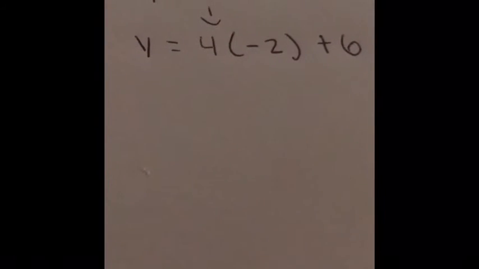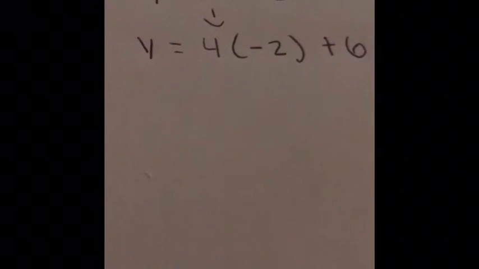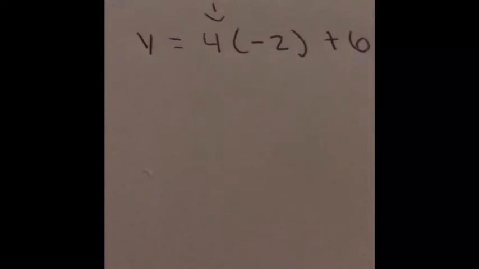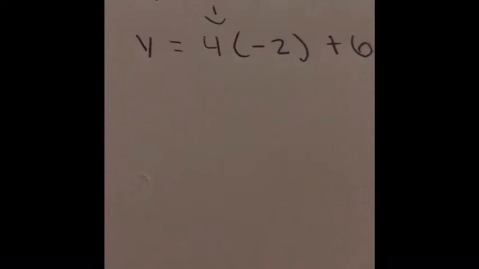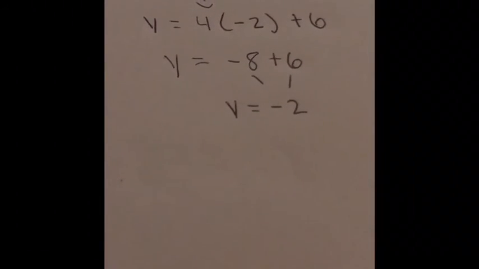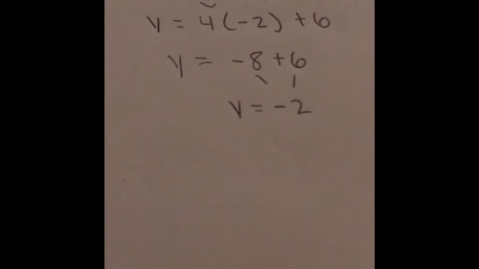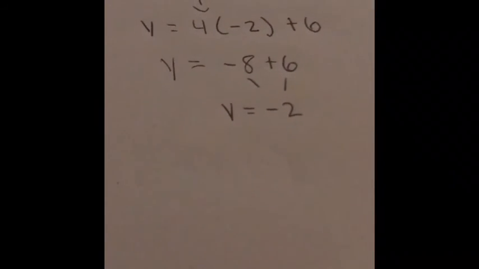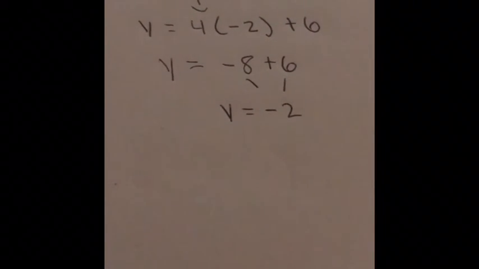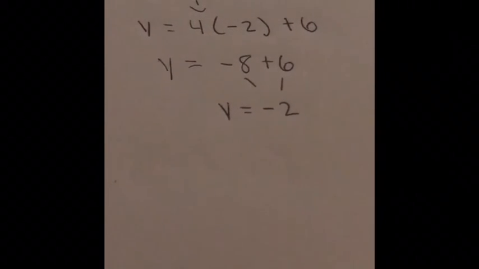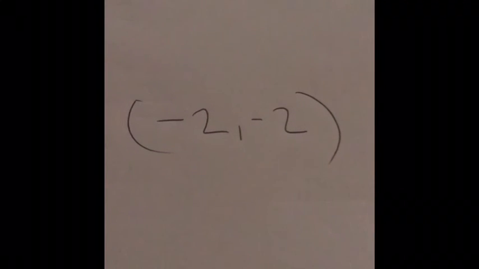I had plugged x into the equation 4x plus 6. So the new equation would be y equals 4 times negative 2 plus 6. So you would just multiply the 4 and the negative 2 and then solve it. So after combining the 4 and the negative 2, you should end up with y equals negative 8 plus 6. And once you combine the like terms, you would get y equals negative 2 as your answer. So you should get negative 2, just like an ordered pair again.